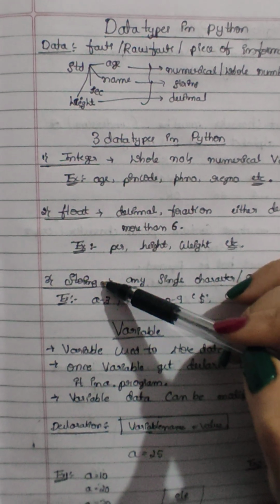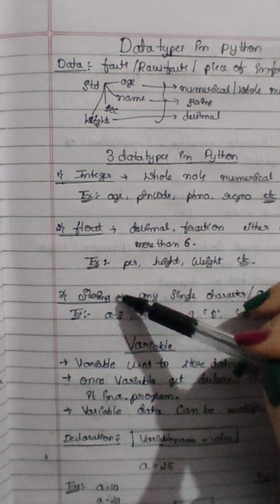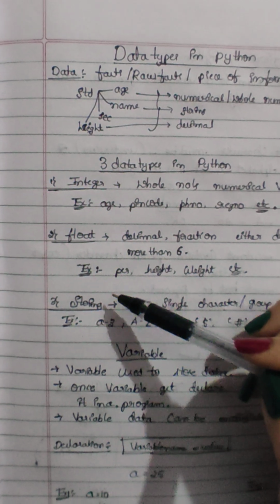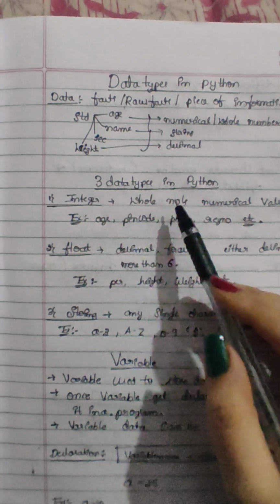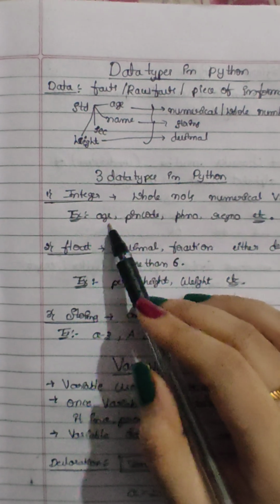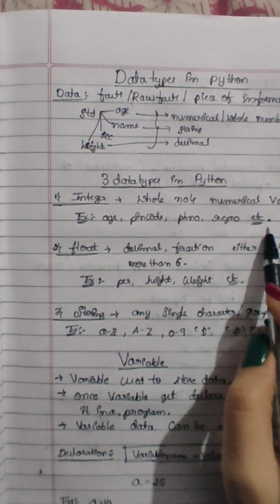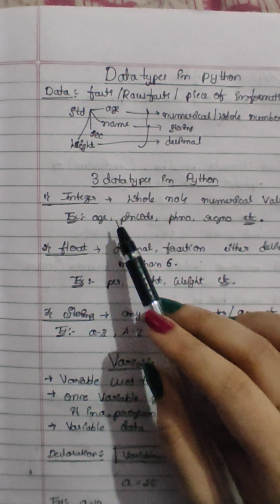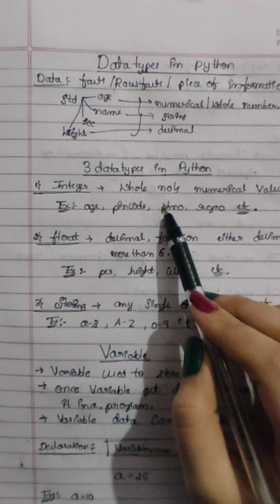Coming to C programming, we have a char data type, but here we don't have a char data type. Integer, float, and string are the three data types in Python. So what do you mean by integer data type? It contains whole numbers or numerical values. For example, age, pin code, phone number, and register number. Any integer numerical values it is going to contain.